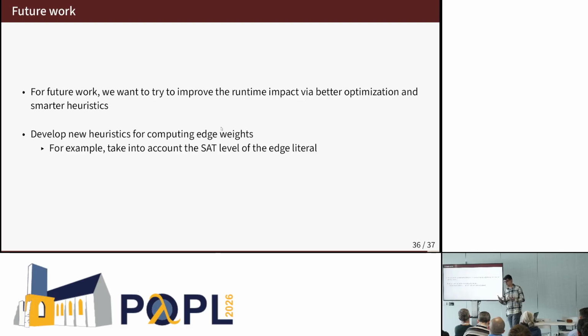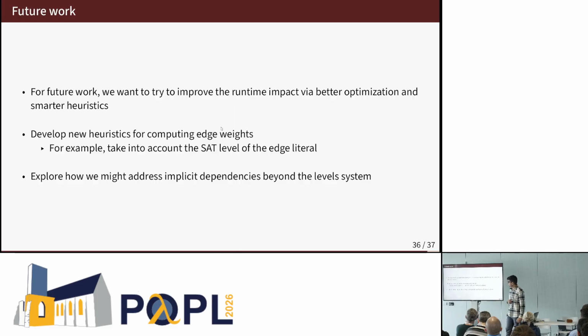One interesting idea, for instance, is to take into account the SAT level of the edge literal. If you have a literal which was asserted at a very old level in the SAT solver, it might be interesting to have a lower weight to prioritize using that literal in the explanation, because that literal will correspond to a larger section of the search space, and you can speed up SAT search even more.